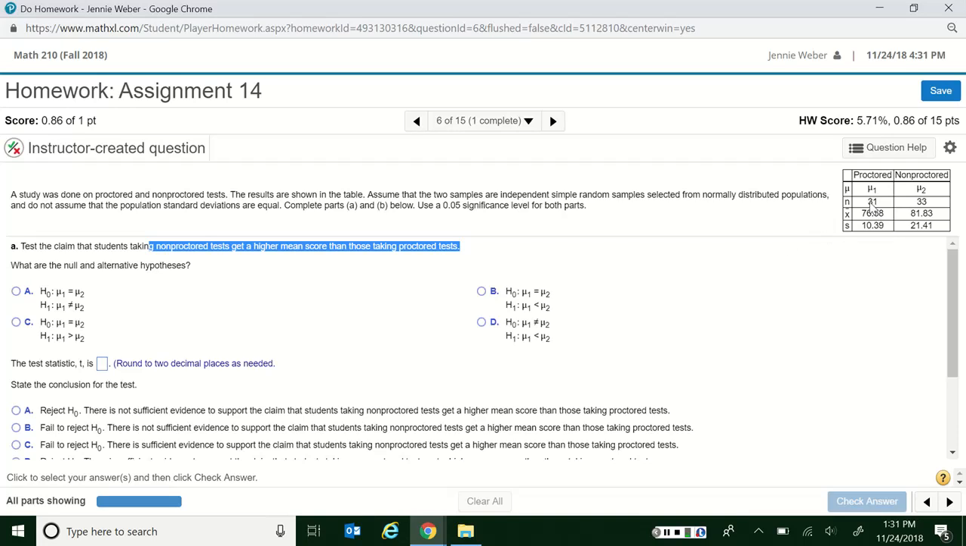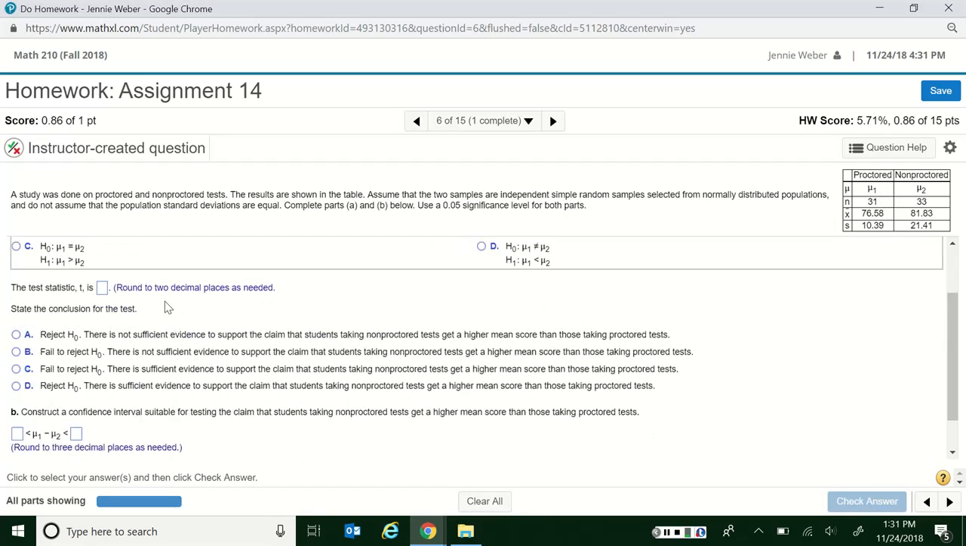So we're calling mean 1 proctored. And so our null is always equals. So we know it's A, B, or C. D is wrong. And we want to say that the proctored is smaller than the non-proctored. So that's this one, mu1 is less than mu2.